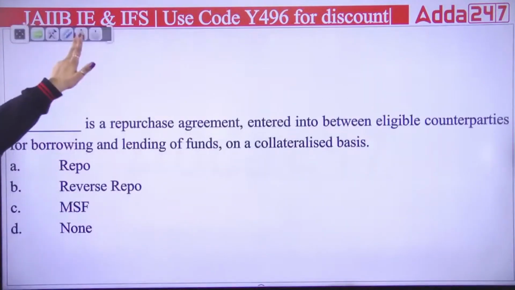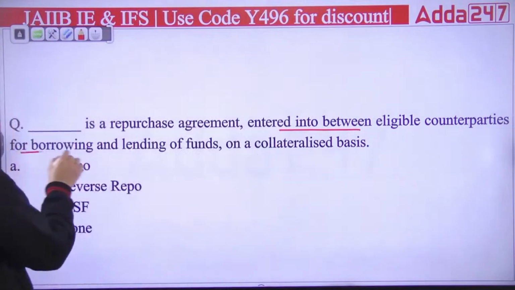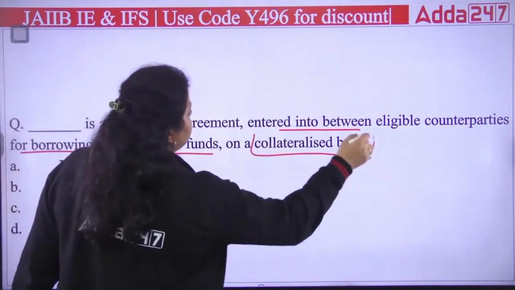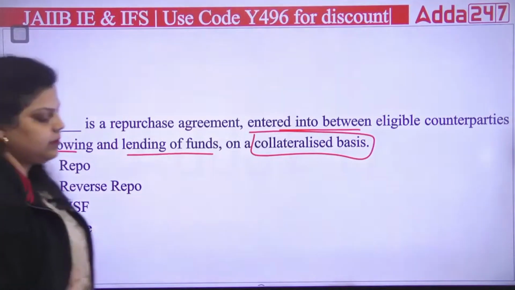Next question we have here is talking about dash, a repurchase agreement entered into between eligible counterparties for borrowing and lending of funds on a collateralized basis. So dash is a repurchase agreement entered into between eligible counterparties, for what purpose? For borrowing and lending of funds, on what basis? On the collateralized basis. So is it a repo? Is it a reverse repo? Is it an MSF? Is it none of the above? A, B, C or D? Which of the following is correct?